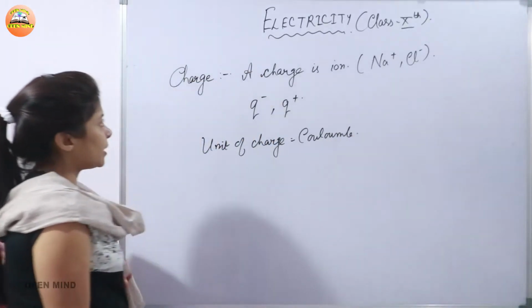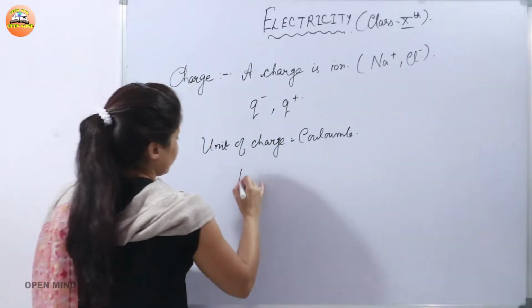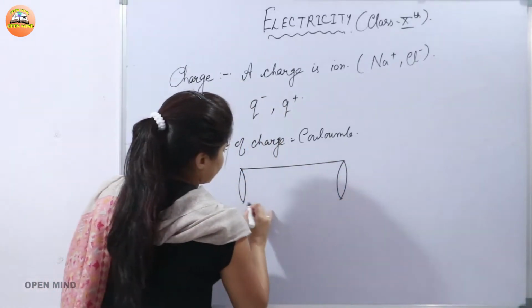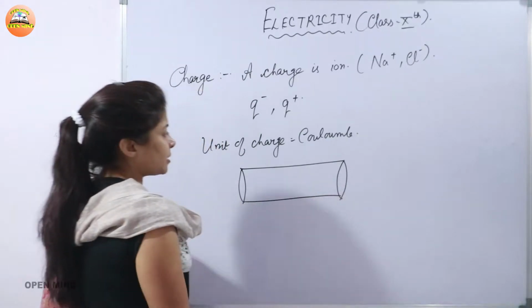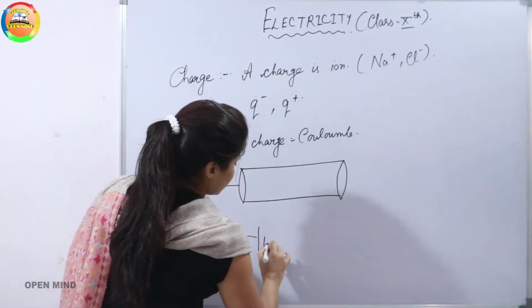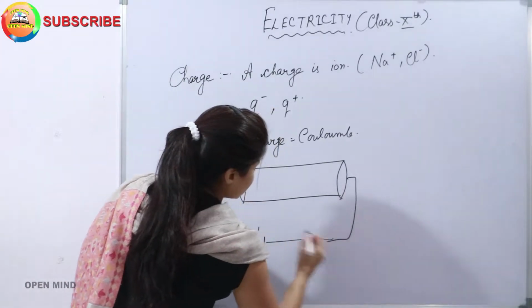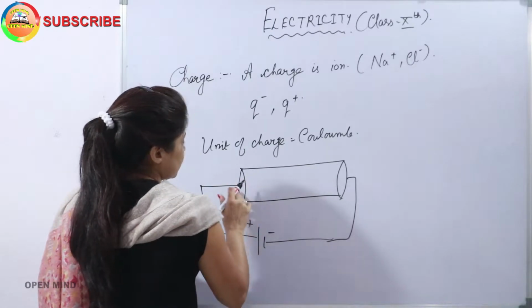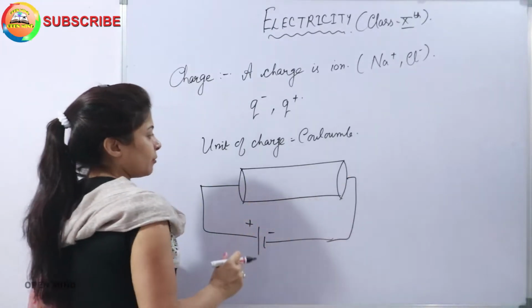Okay. Now we can say what electricity is. Now we will see how electricity flows in a conductor. So now I am making a conductor. Suppose this is the conductor and I am connecting it to the two ends of a cell. This is the positive end of the cell and this is the negative end of the cell, and this is one end of the conductor and this is the other end of the conductor.